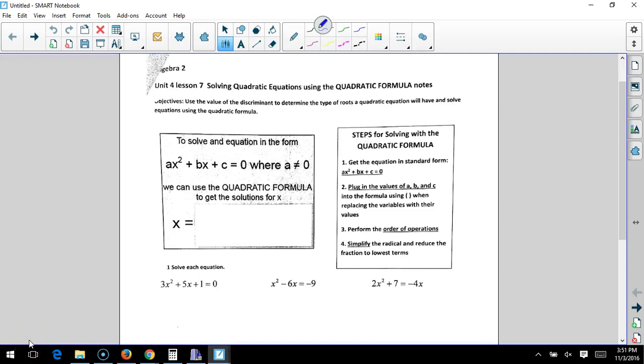Okay, so now we're going to use the quadratic formula. We're also going to use the value of the discriminant to determine the type of roots a quadratic equation will have and solve using the quadratic formula.